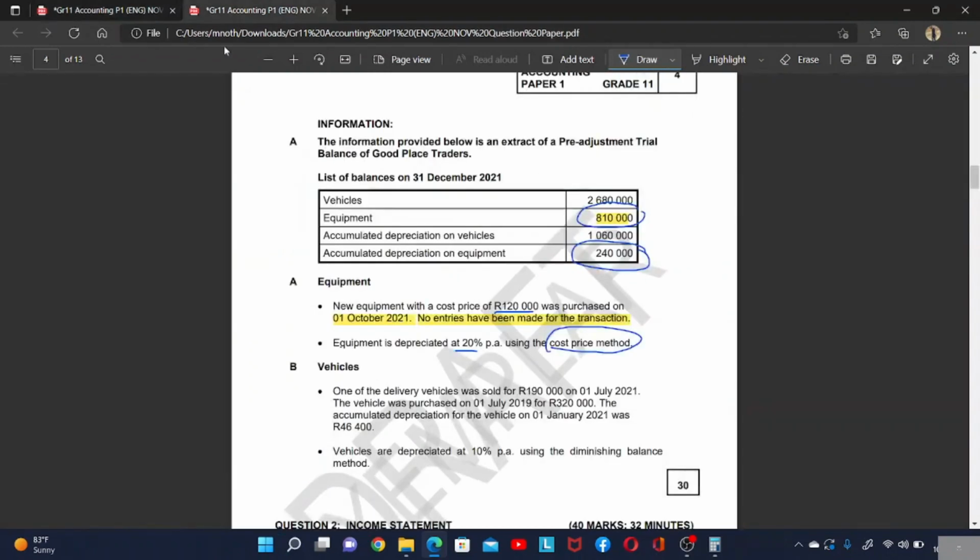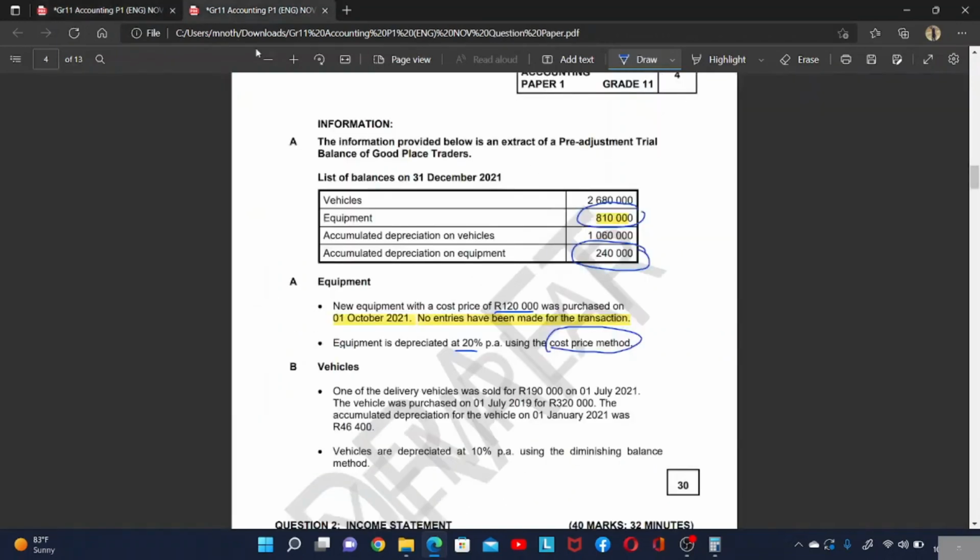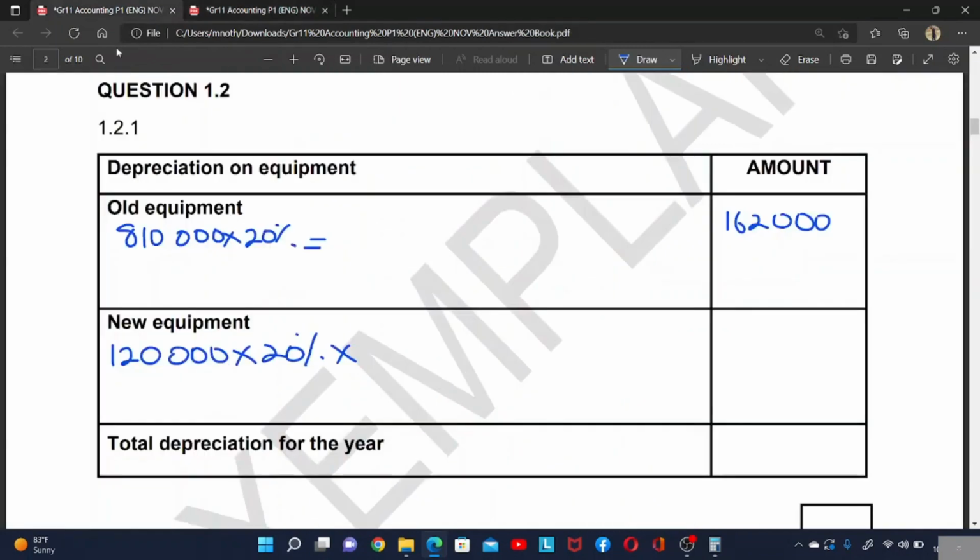Then the new equipment. New equipment with a cost price of 120,000 was purchased on 1 October 2021. So the cost price is 120,000 times 20% times the months. This equipment stayed for 3 months in this year, because our year ends on 31 December 2021: October, November, December. So times 3/12, which is equal to 6,000. So the total depreciation for the equipment is 168,000 if you add the two.